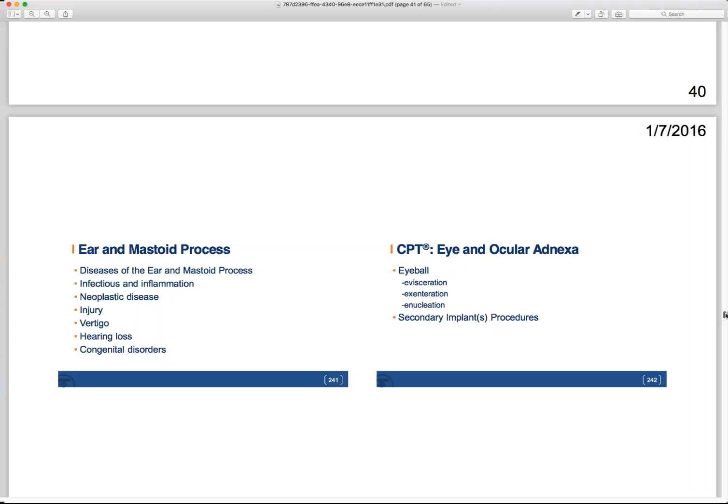And basically, it's just letting you know these are all procedures on the eyeball. It's just a matter of whether the muscle and the contents are attached or not. Each of these terms will describe whether the muscle is attached to the eyeball or whether the eyeball procedure is coming out with the contents. So make sure that you have the definitions for those.